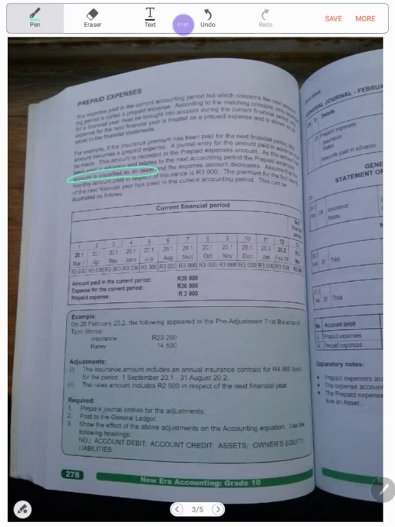Assume that the monthly amount paid in respect of insurance is 3,000. The premium for the first month of the financial year has been paid in the current accounting period. This can be illustrated as follows.